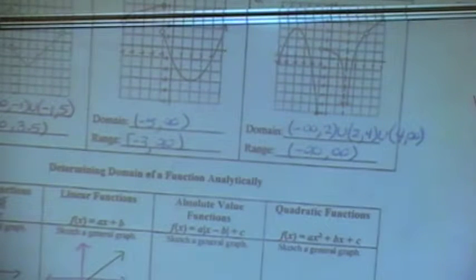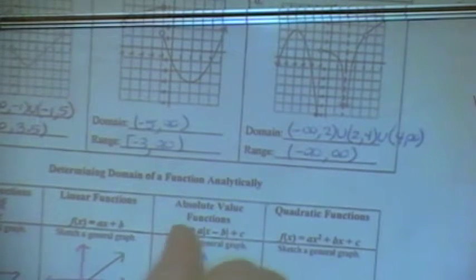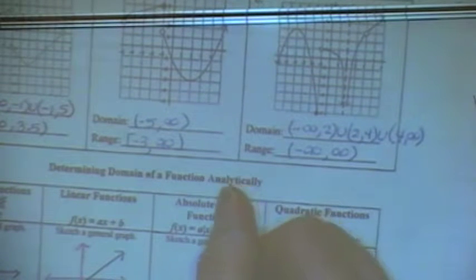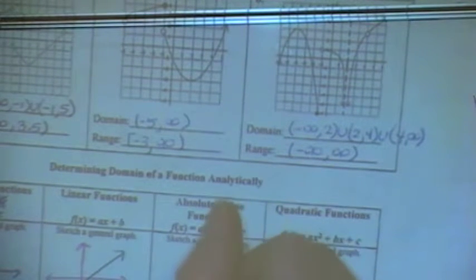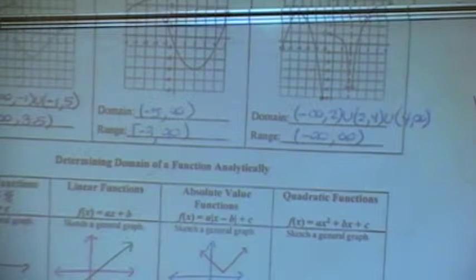Okay, sketch again a general graph. What does this one look like? V. It's a V. And again, it has a plus C on it, so I'm not going to put it at the origin. You can. It's not a big deal to do. But since it has that plus C, that means it's been shifted. Oh, it has a minus B also, so I'll do that. What is the domain? Negative infinity to positive infinity.